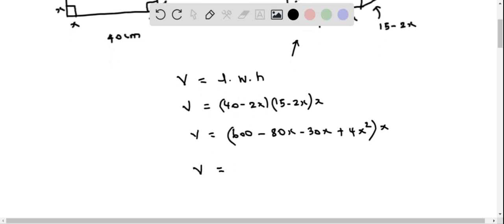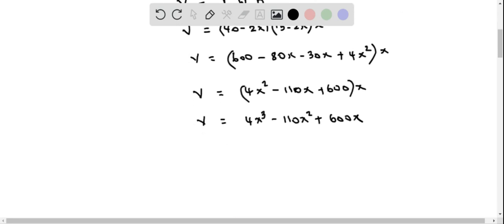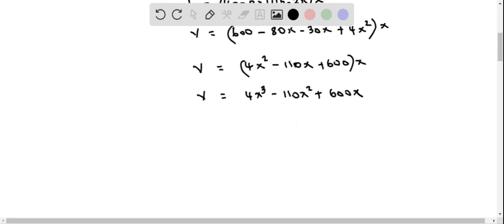So I write the volume function as, I put the 4x squared first, then minus 110x plus 600 multiplied by x. So I'll be getting volume equal to 4x cubed minus 110x squared plus 600x. So this basically represents the volume function. We are going to find the value of x such that the volume is maximum.